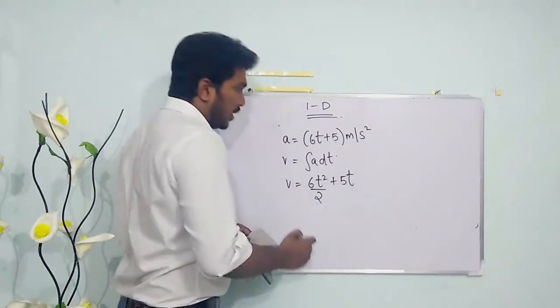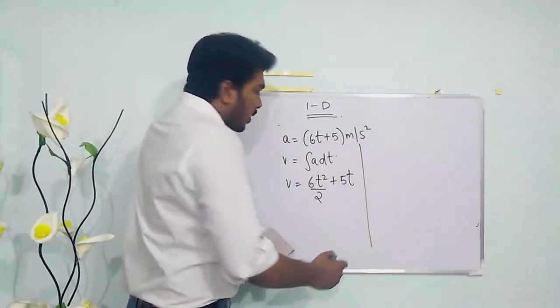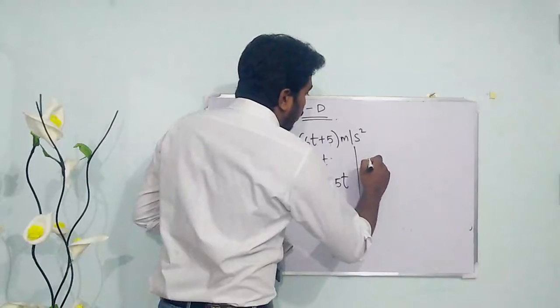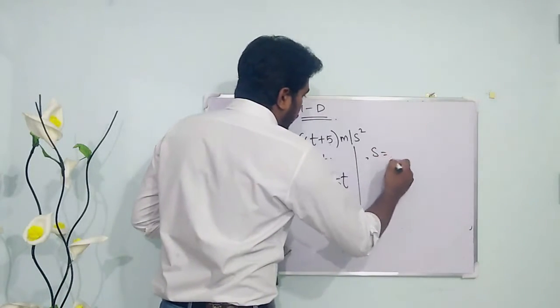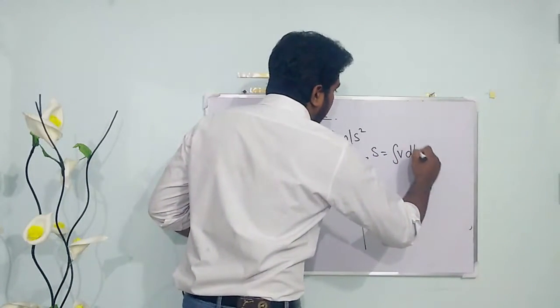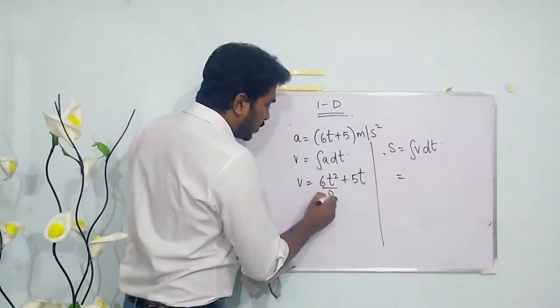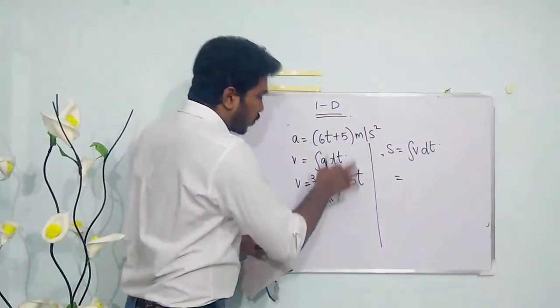Now we are getting velocity. We are supposed to find the distance, right? So we take the integral of this quantity once again. So distance s will be equal to integral v dt. So you take the integral for that, you get 6 by 2. This is actually 3t square.